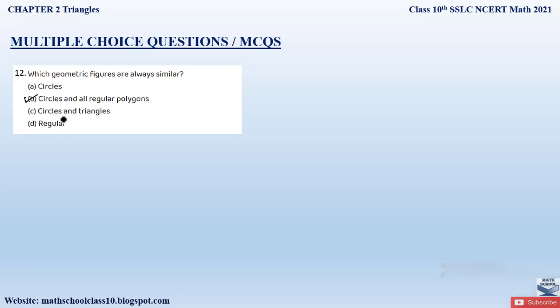Option C, here they have given only circles and triangles. Only equilateral triangles are similar. Okay, not all the triangles, only equilateral triangles are similar. So therefore our correct option is option B.